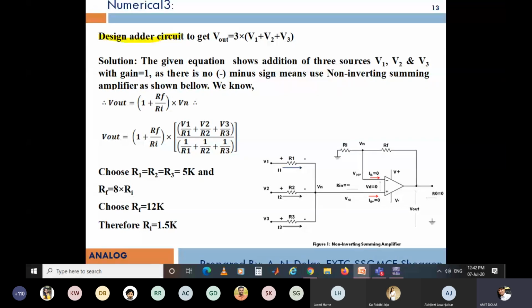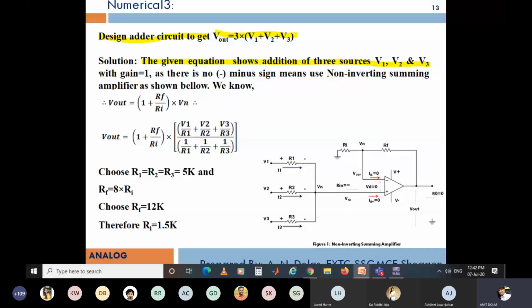Design an adder circuit to get V out is equal to 3 into V1 plus V2 plus V3. Now the gain is 3. Addition is required. All the sources are added together, but we need to amplify it with a gain of 3. So it is called a summing amplifier. Earlier it was only an adder. It is a summing amplifier. So the solution to this is, the given equation shows addition of 3 sources V1, V2 and V3.